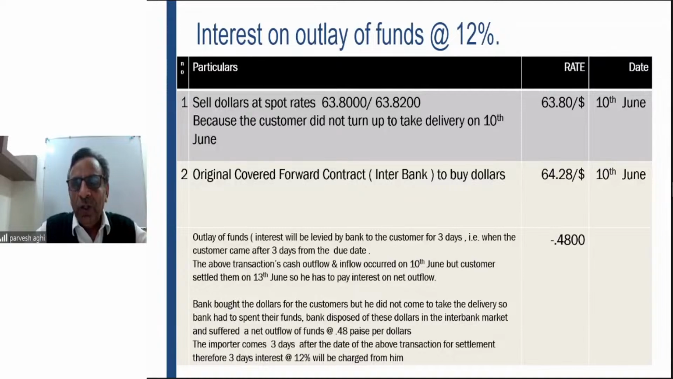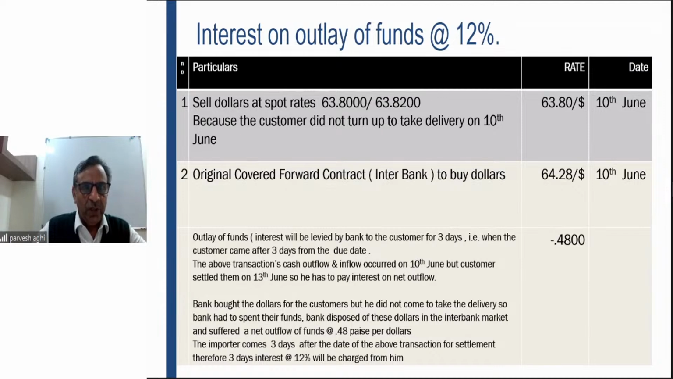And the net outflow is how much? 0.48, because they bought the dollars at 64.28 and they sold the dollars to you at 63.80, at the spot rate. So the bank bought the dollars for the customer but the customer did not come to take delivery. The bank had spent their funds, so the bank disposed of these dollars on the interbank market and suffered a net outflow of 0.48 paisa per dollar.